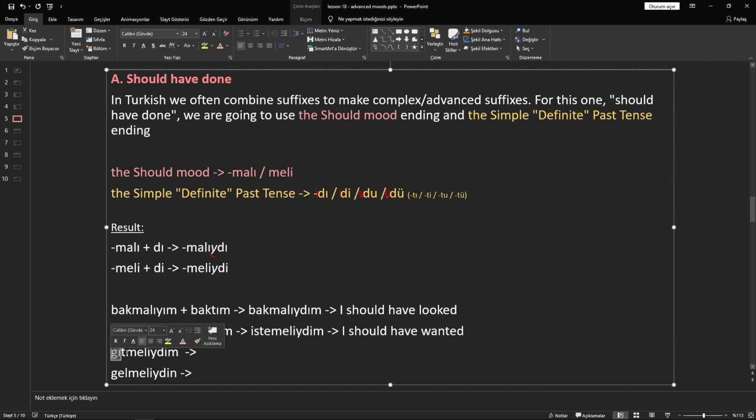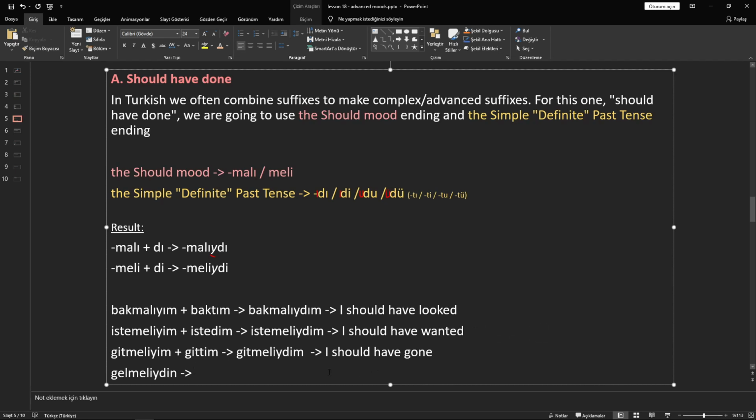How about this? Git. Gitmek means to go. So based on this, gitmeliyim, I should go, plus gittim, I went. When you combine I should go and I went, it becomes gitmeliydim, which is, in English, I'm waiting for Sarah. So yes, gitmeliydim is I should have gone. And good job for this, Massima.